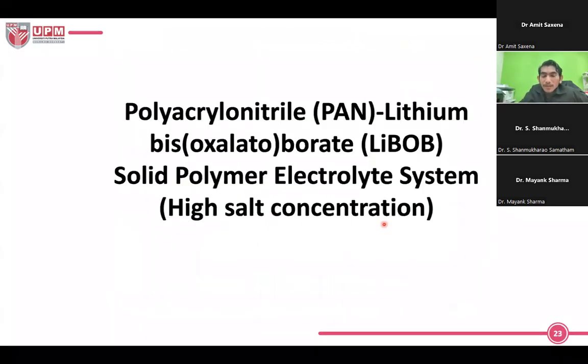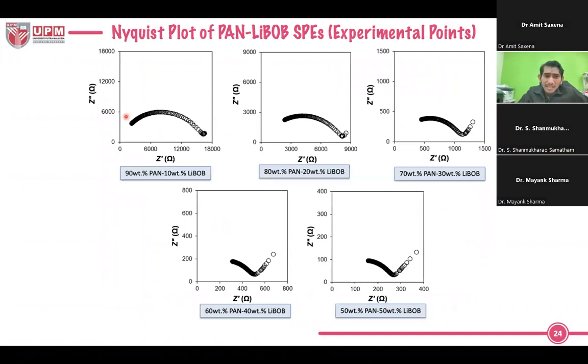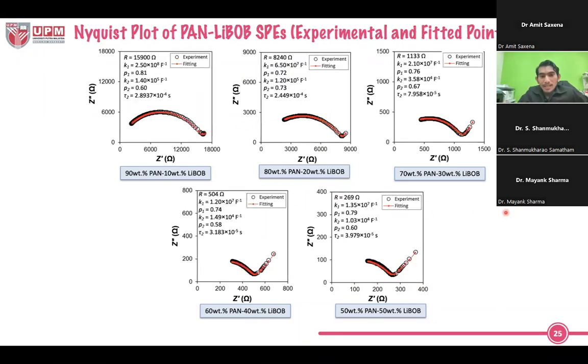All right, we also tried another system. We use polyacrylonitrile and lithium bis(oxalato)borate solid polymer electrolyte, at high salt concentration, because we want to see what happens at high salt concentration. This is the Nyquist plot of the PAN-LiBOB solid polymer electrolyte obtained from the experiment. We can see the semicircle and tilted spike at the lower frequency range. And this is the fitting.